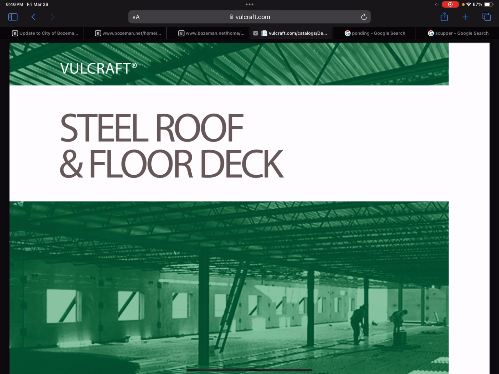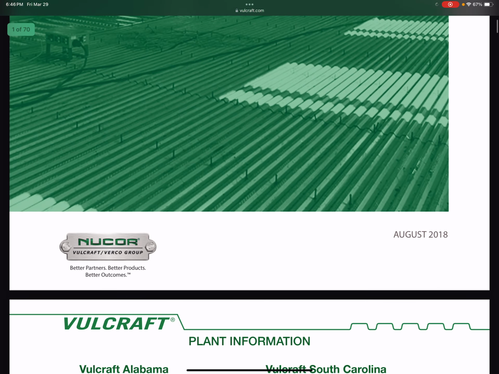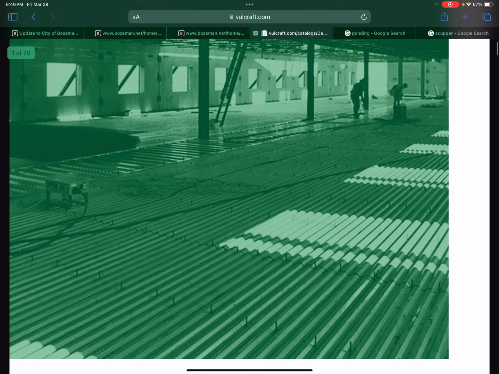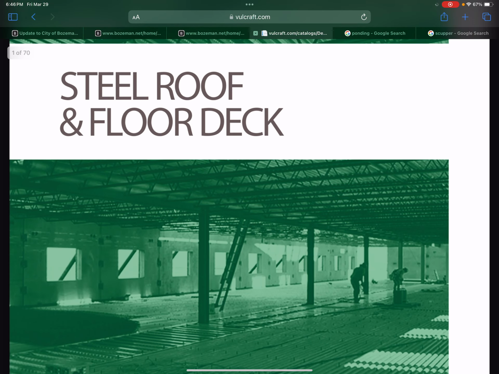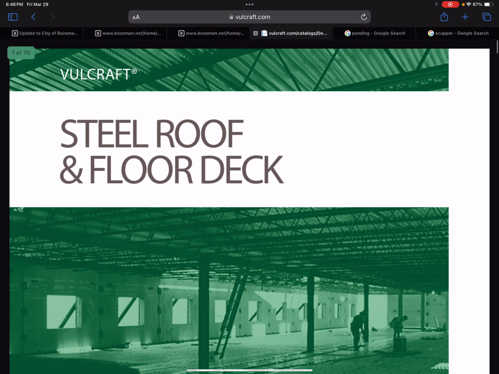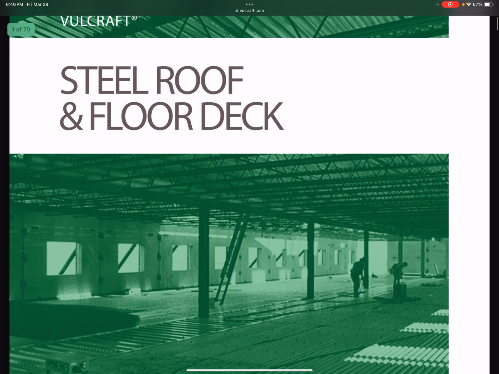I would say that Vulcraft is definitely one of the predominant deck manufacturers in the industry, mainly because it is part of the Nucor family of businesses, which they essentially dominate the open web steel joist decking kind of world. Even pre-engineered metal buildings they do a lot of as well. And so they're just a big name. And so I've a lot of times used these Vulcraft steel roof and floor deck tables.